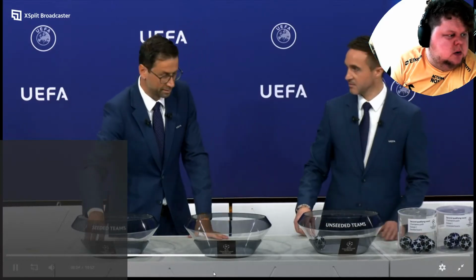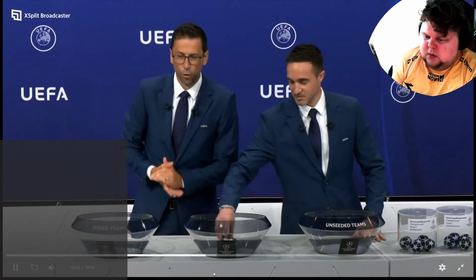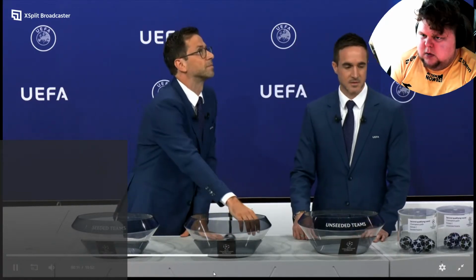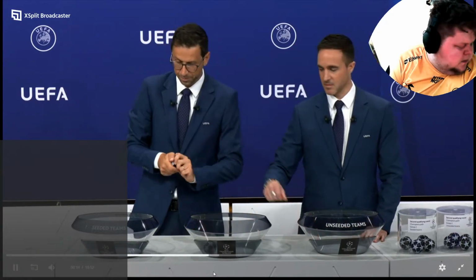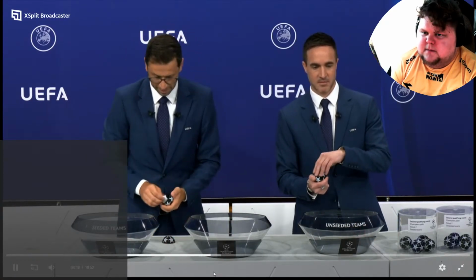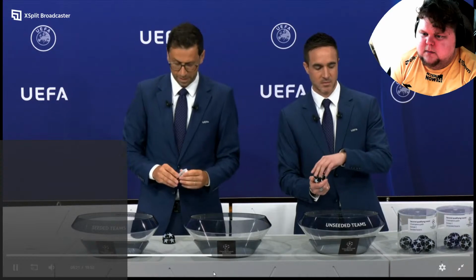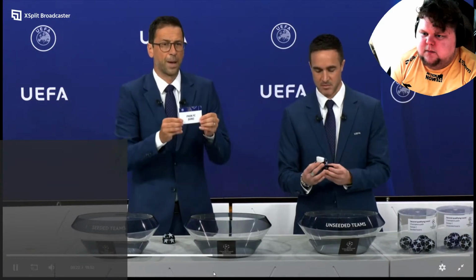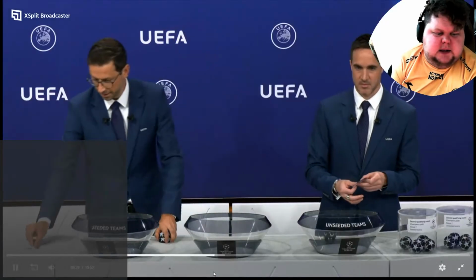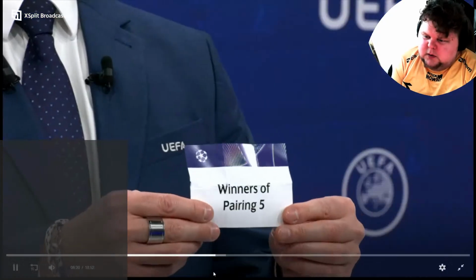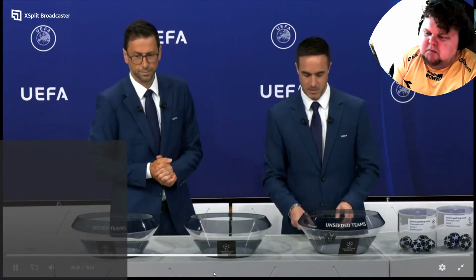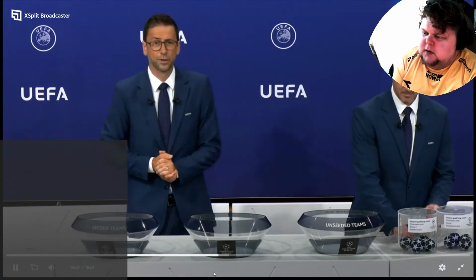One more pairing to be decided. We know who, but let's find out the order as well. Therefore, the last pairing of Group 1 will start with the first leg being played at home by PAOK FC. So PAOK will play the first leg at home against, of course, the winners of pairing 5, so Borac Banja Luka or KF Ignatia will be PAOK's opponents. That's a good start. Group 1 finished.